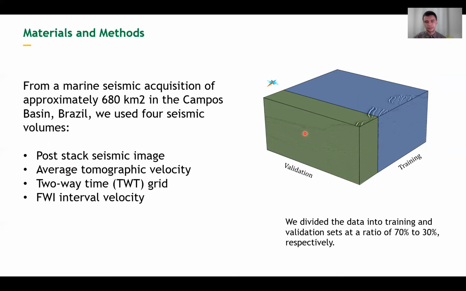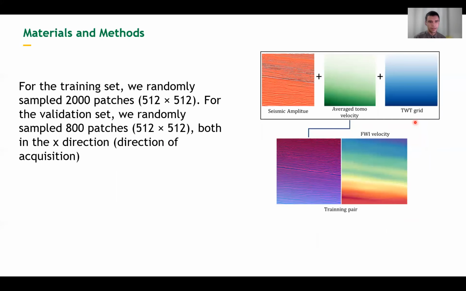Here is how we divided the data for training and validation sets: 30 and 70% of the data respectively. For the training set, we randomly sampled 2,000 patches, and for validation, 800 patches, both with 500 by 500 samples of size.